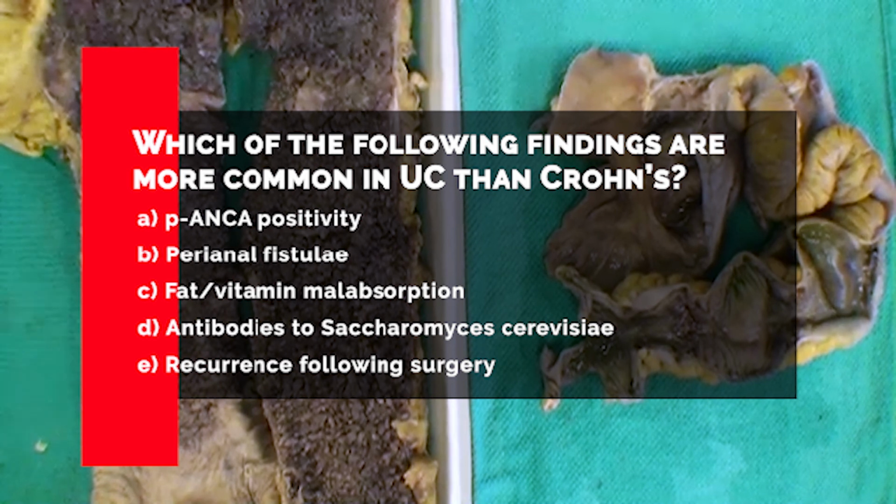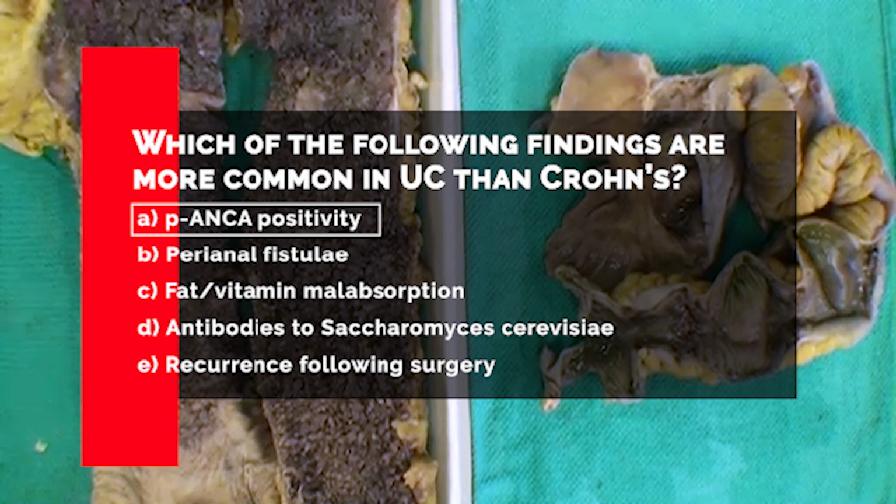Okay, so again, we've got a nice spread between A and D, and so P-ANCA positivity is the correct answer. So that's seen in about 75% of UC, but only about 10% of Crohn's disease. As we talked about, fistulae are more common in Crohn's. Fat and vitamin malabsorption is also more common in Crohn's.